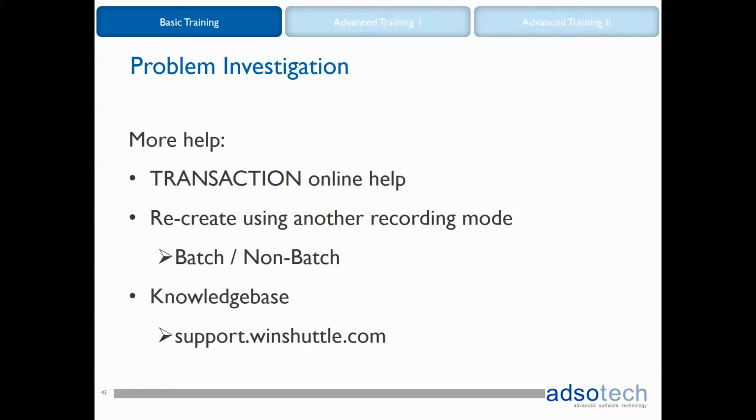You can always try and recreate your script using another recording mode. If your first script or first try was done in a batch mode, then for the next try I would simply record in a non-batch mode, and so on. Of course, you can also check out Winshuttle's knowledge base, support.winshuttle.com. Simply do a quick search there and see if you find some helpful tips on how to create your specific script.